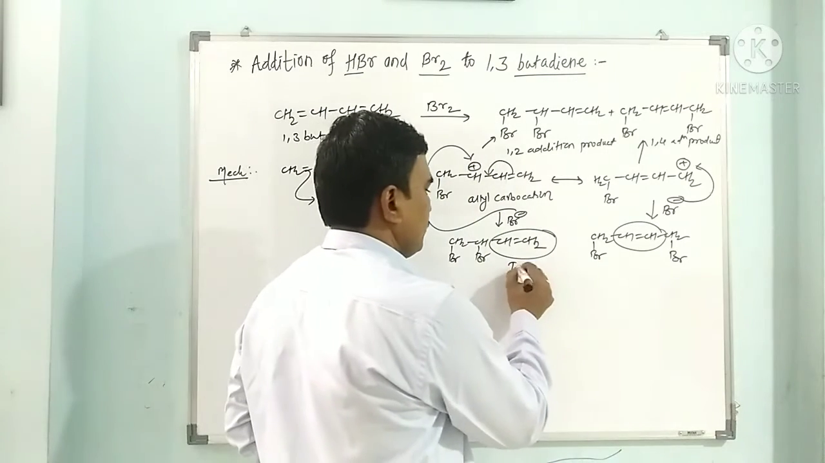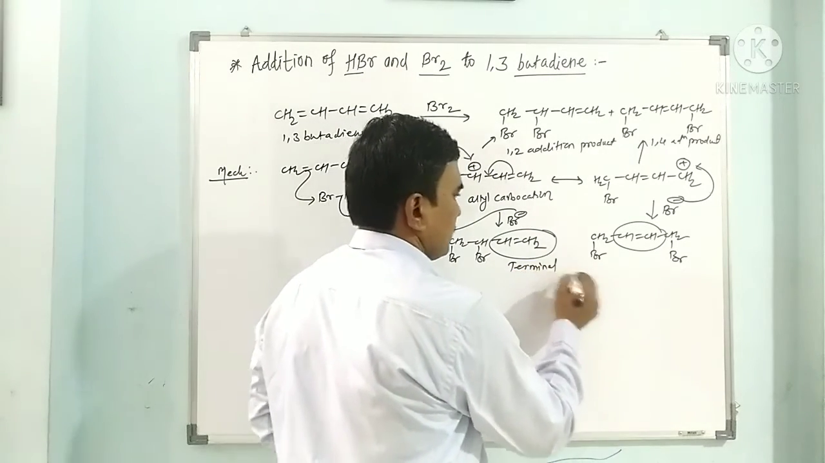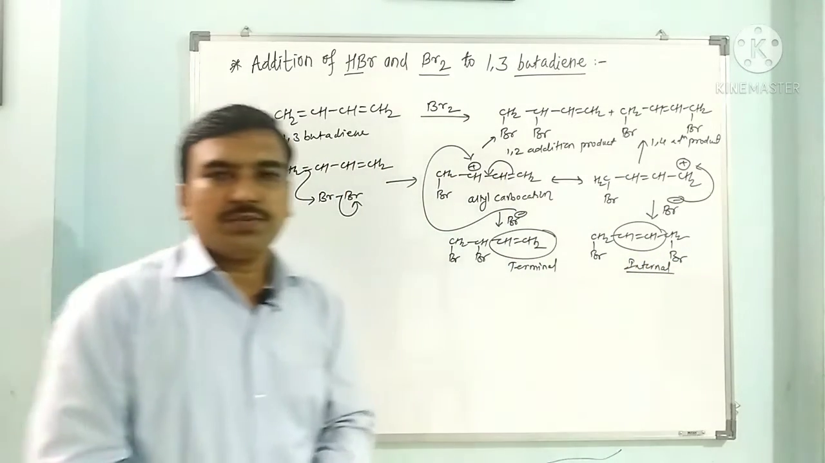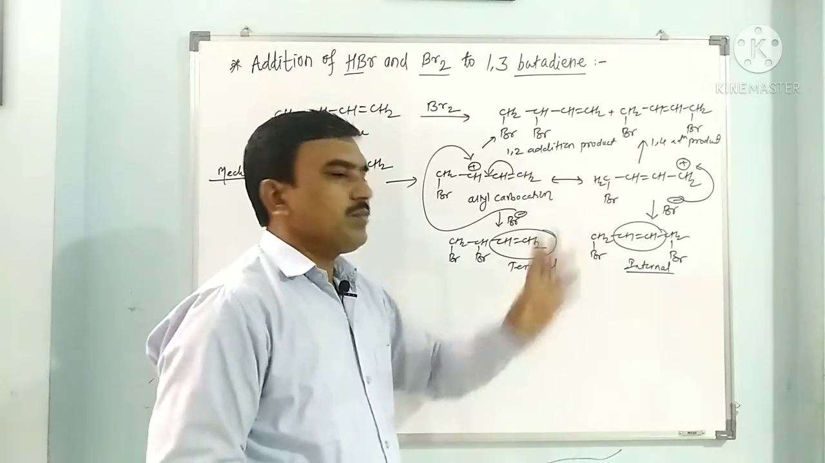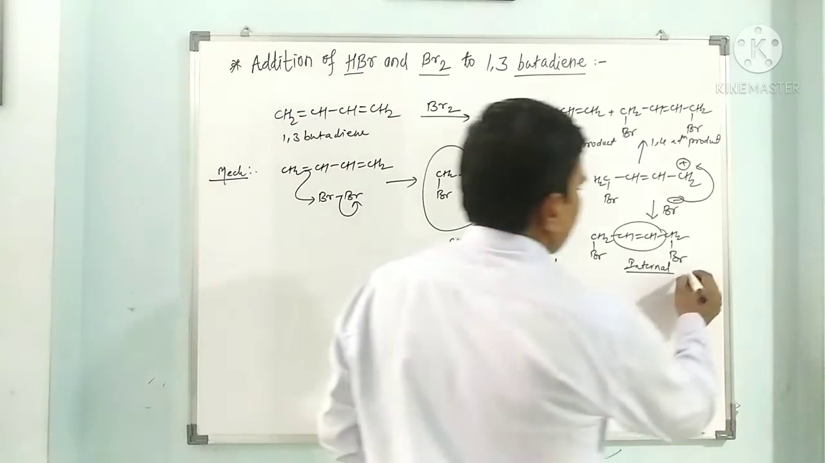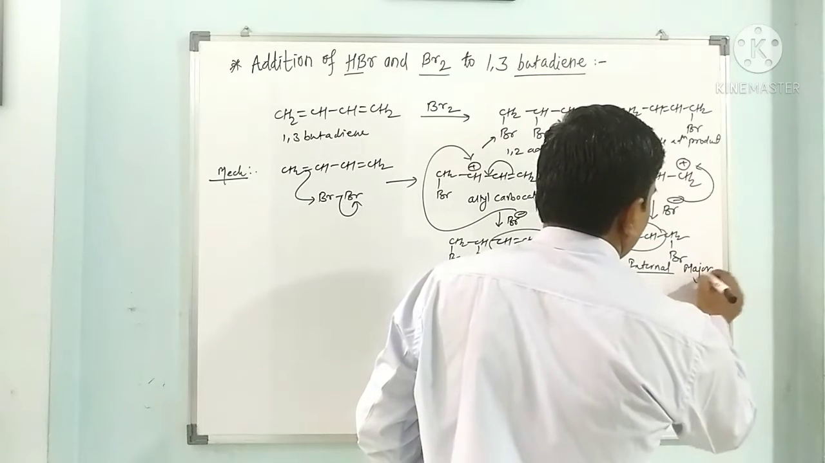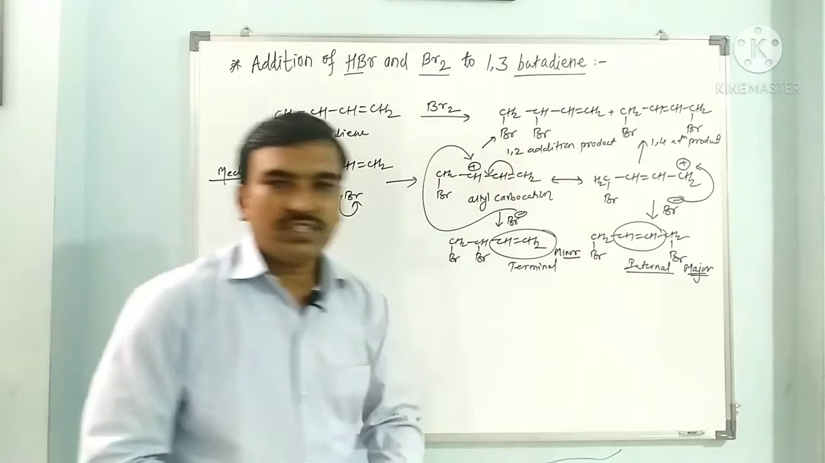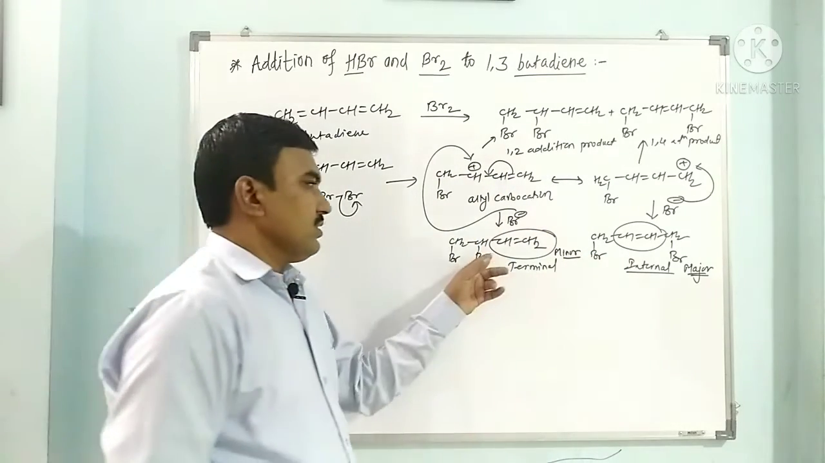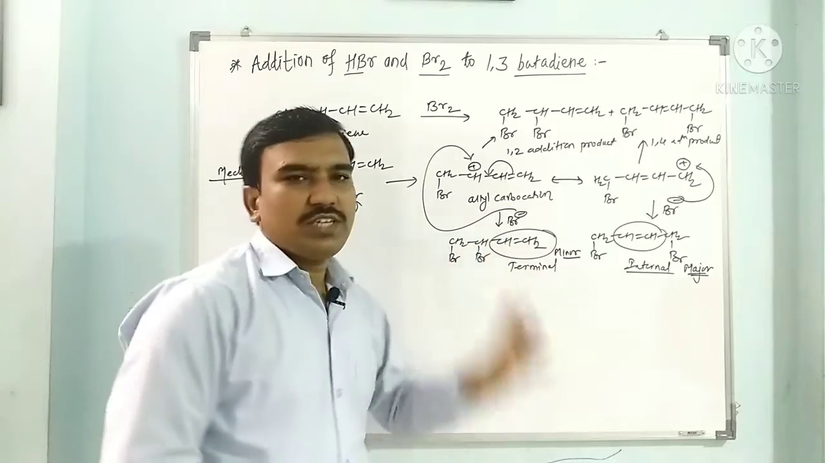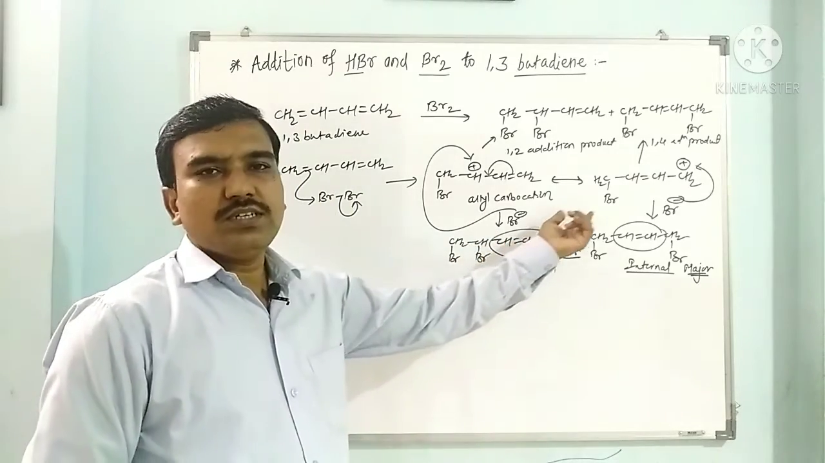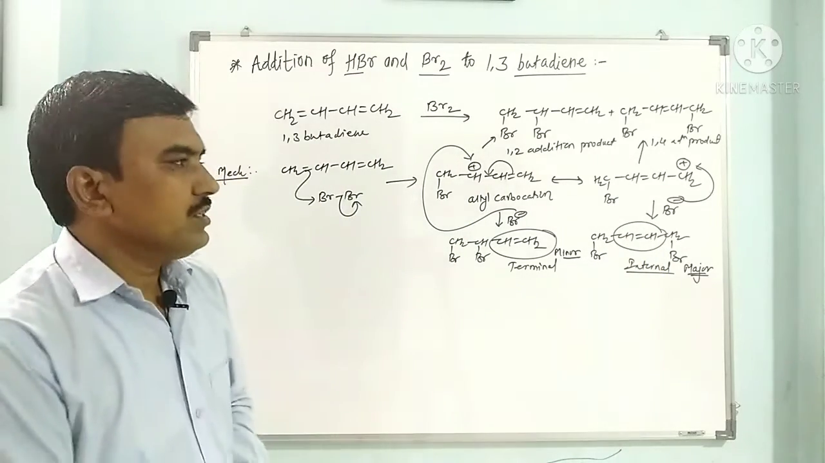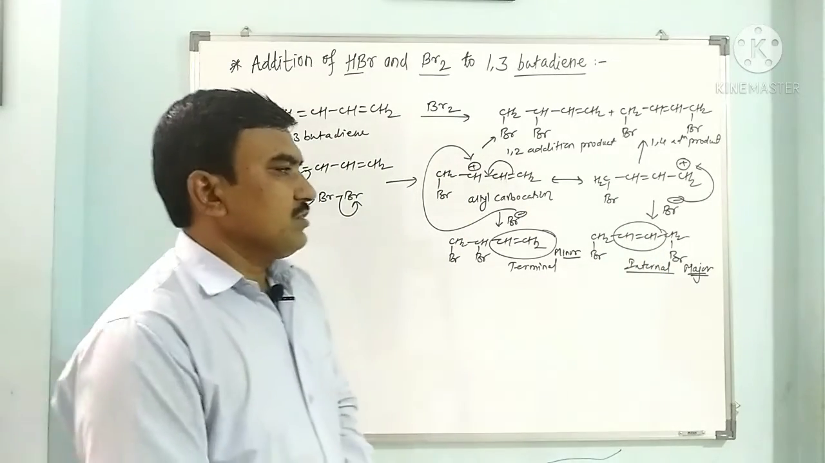So this is terminal, this is internal or non-terminal. As per hyperconjugation, the non-terminal alkenes are more stable. So this is formed in a major proportion, while this is minor. The 1,2 addition product is minor because it has a terminal alkene, the double bond is situated at the terminal carbons, but here the double bond is situated between the non-terminal, internal, middle carbons. So this is more stable.